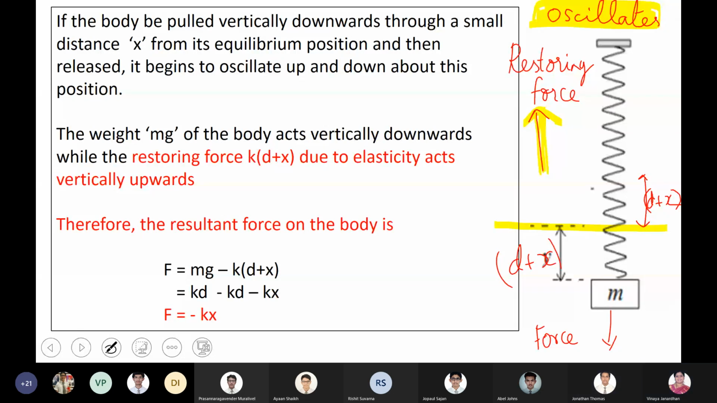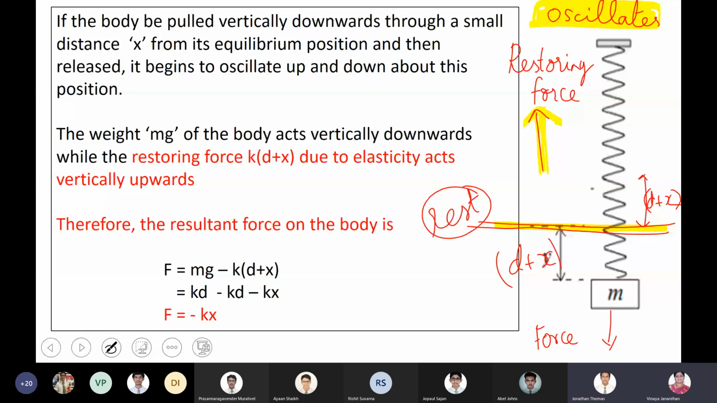Ma'am, in the diagram, why are there two D plus X's? Like in the top, above the line. This is the equilibrium position, right? If it moves D plus X above the rest position, this is the position of rest, when the spring was not loaded. This position represents the rest position. The free end of the spring is not loaded at all, the first case.